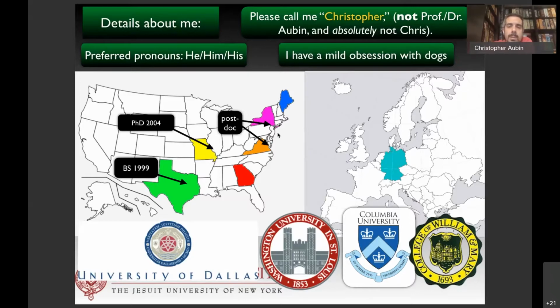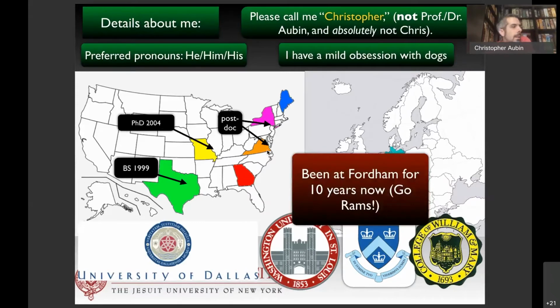I did my first postdoc here in New York City at Columbia. Then I moved down to Williamsburg to the College of William and Mary for my second postdoc. Both of those places are where I have overlaps with Wei Wen Lin, who gave lectures about a week and a half ago, that you've all heard from. She was a graduate student when I was a postdoc at Columbia, and then she was a postdoc at Jefferson Lab, which is right near William and Mary, when I was a postdoc. I've been at Fordham for about 10 years now. I got here in 2010, which is right here in the heart of the Bronx. Go Rams.